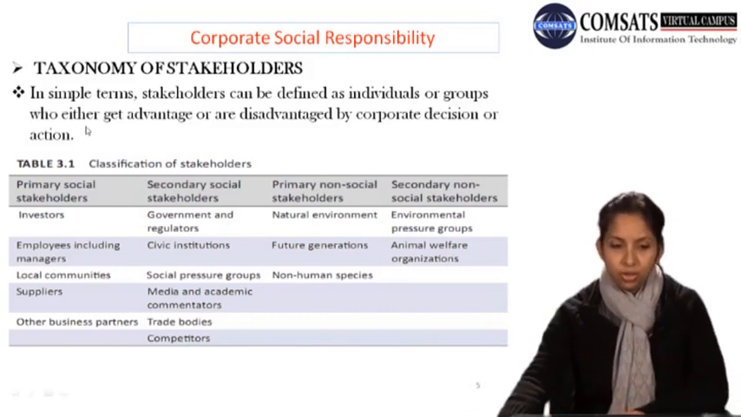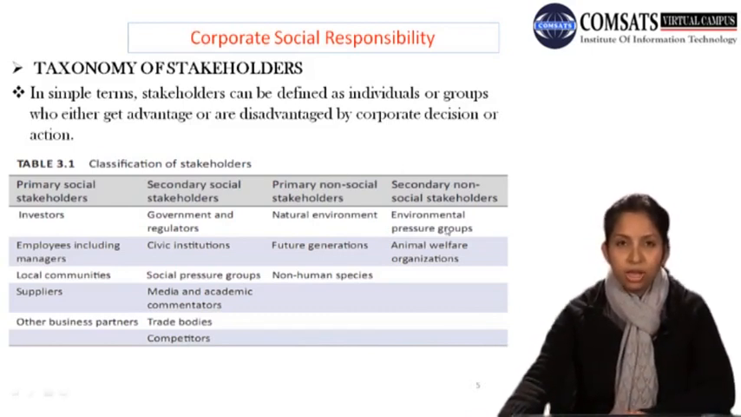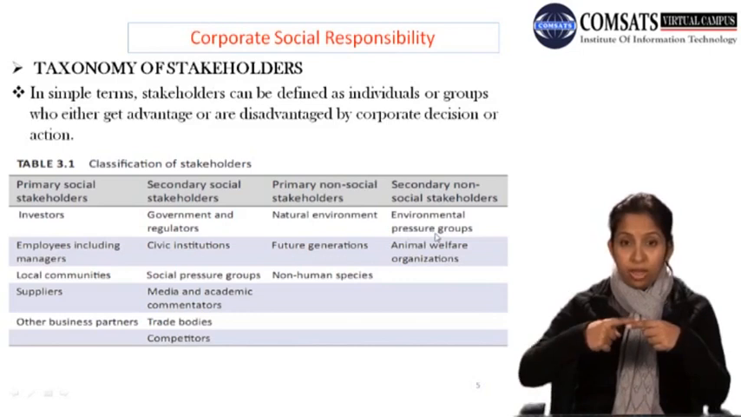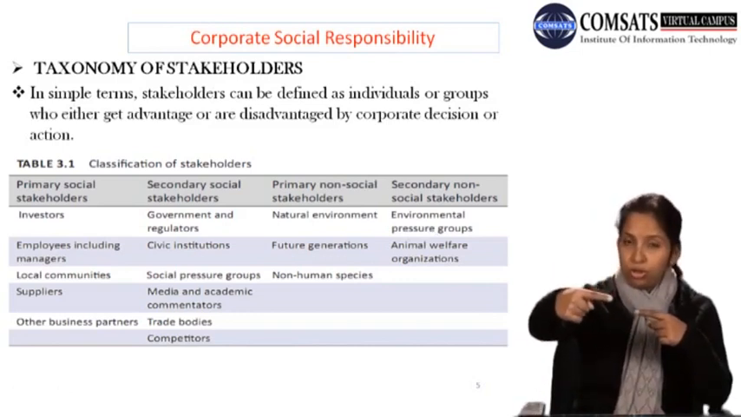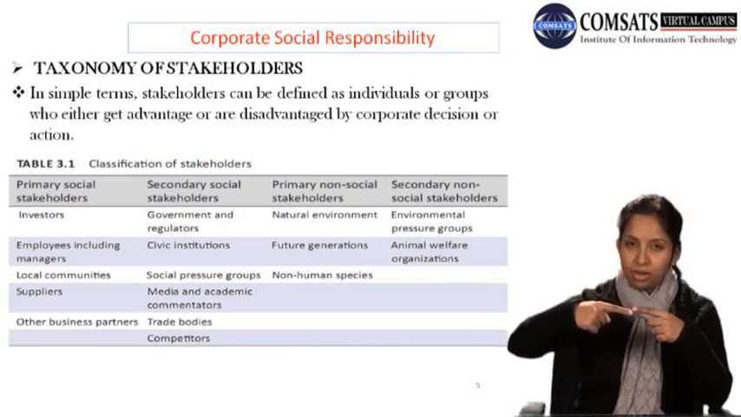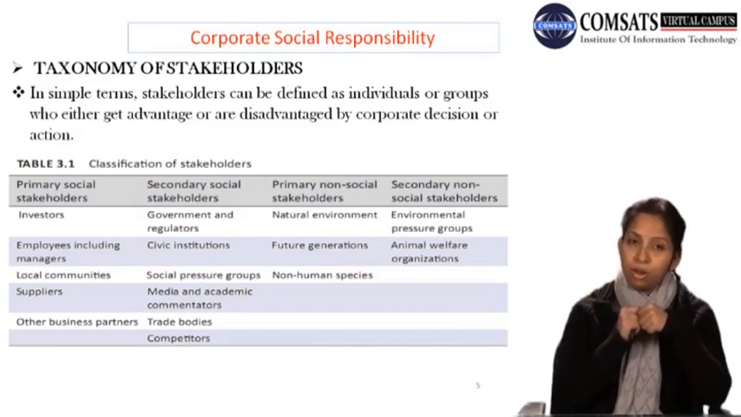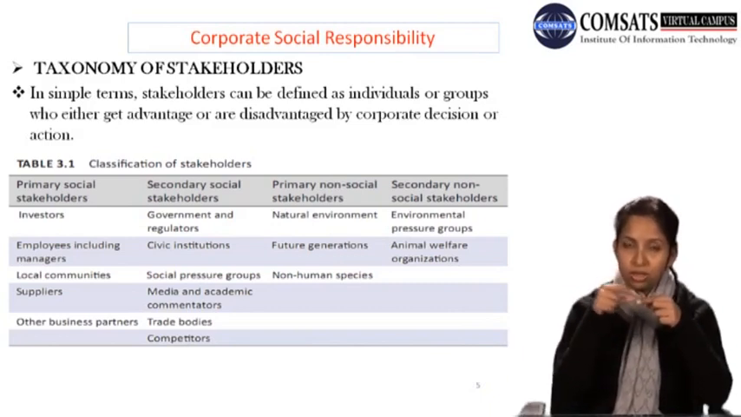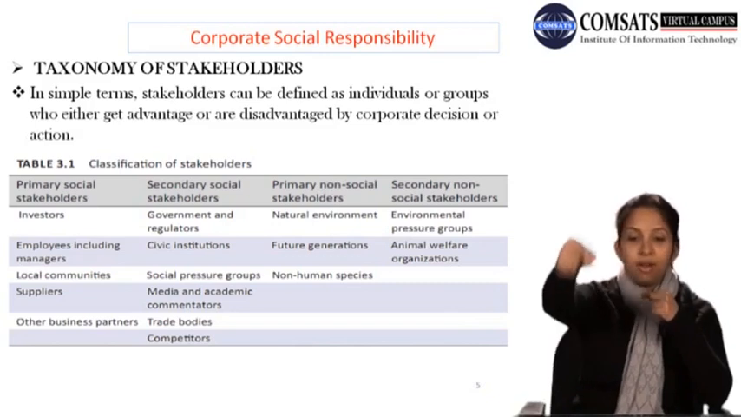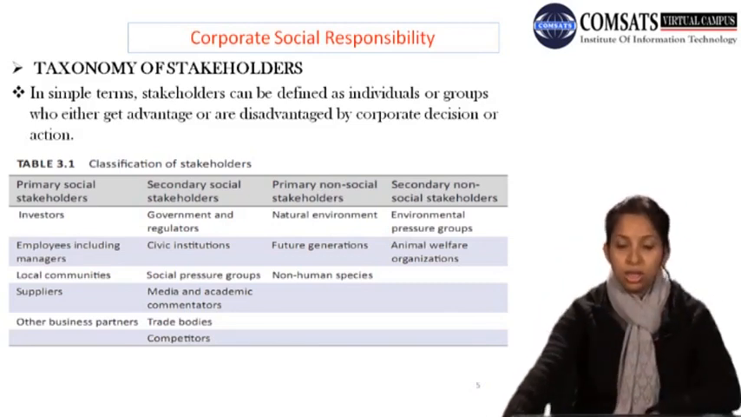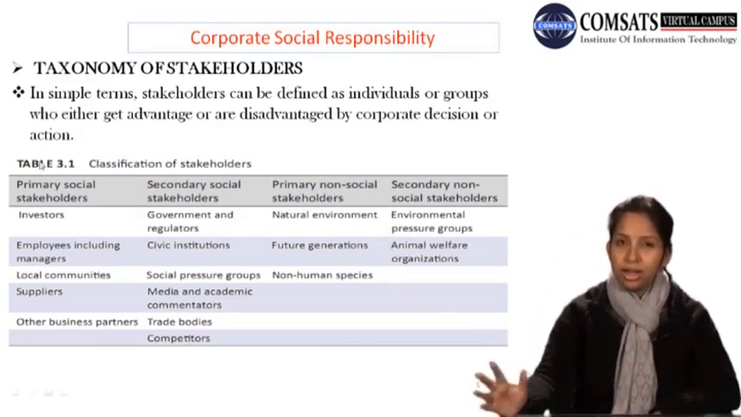Now you need to understand that all these four classifications of stakeholders are interconnected with each other. The farthest of them is your secondary non-social stakeholders. Then come your primary non-social stakeholders, then your secondary social stakeholders, and the closest to the corporation are your primary social stakeholders. All these stakeholders are interconnected with one another in some way or the other.